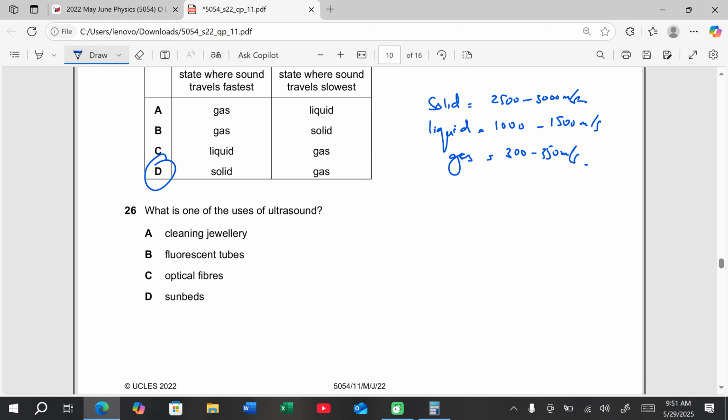Which one is a use of ultrasound? Ultrasound is not used in fluorescent tubes, not in optical fibers, not in sunbeds, so it's for cleaning jewelry.